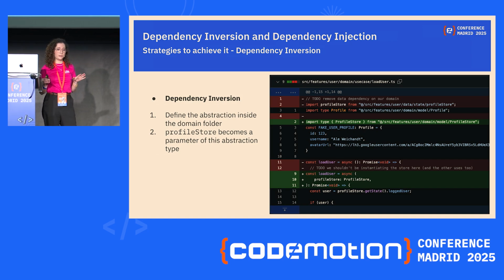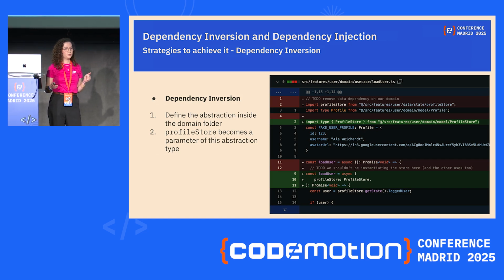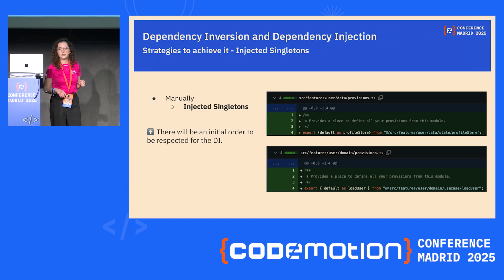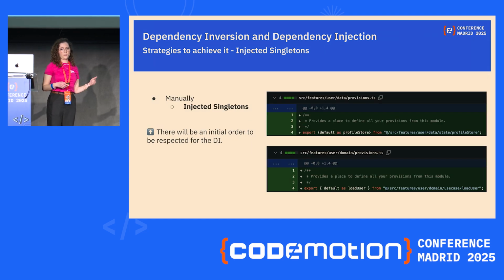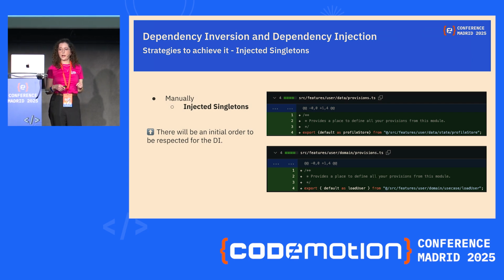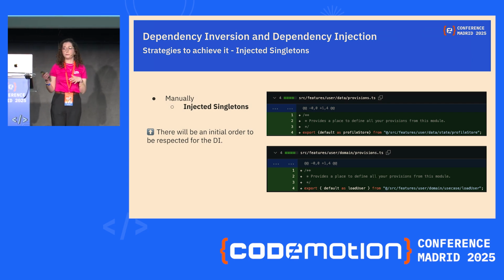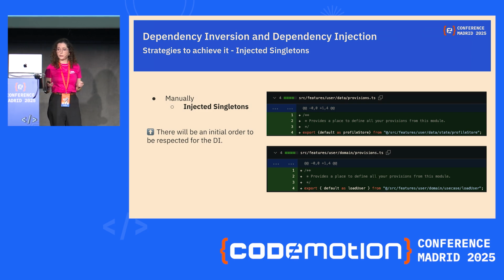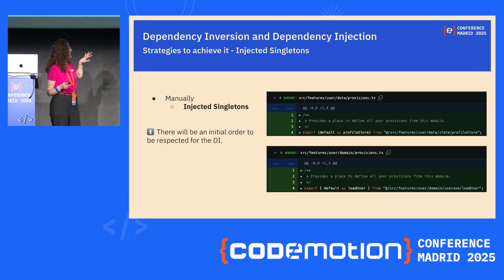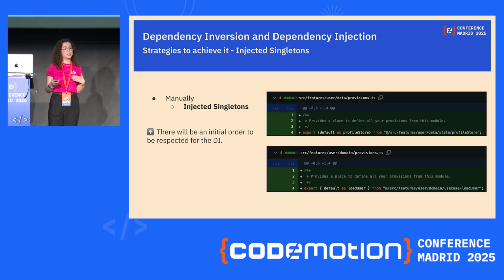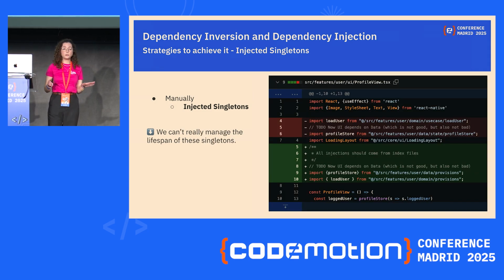So that's the basic one we just discussed, but we can do better than that, right? So let's go one step further and apply injected singletons instead. What we're going to do is we're going to have some index files. We decided to call them provisions. And that way, we're going to register what's going to be exported and be made available for other components to use. That's good, because that's going to give us an initial order to be respected for the rest of our dependency injection strategies. But we could do better than that, right?